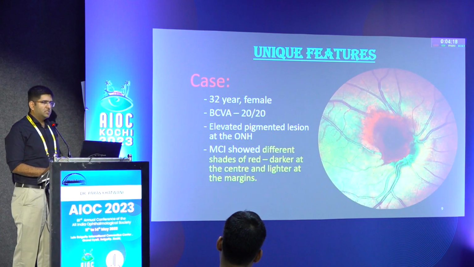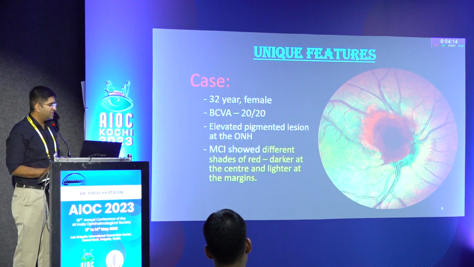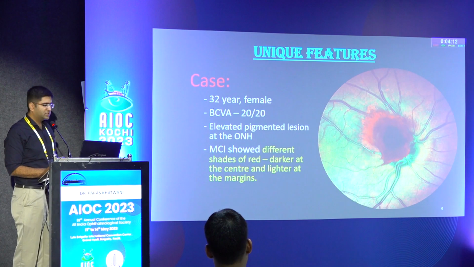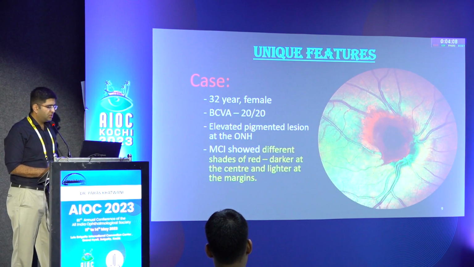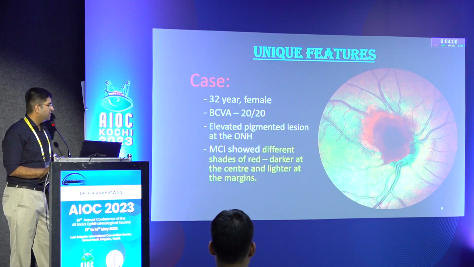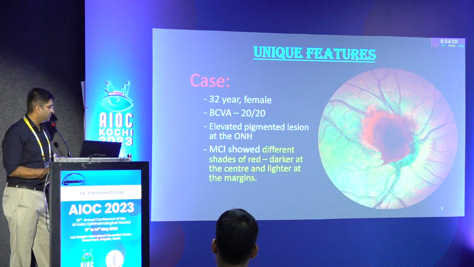So, coming to the unique features that we noticed on the MCI compared to the conventional fundus photo, as you can see, this is a 32-year female patient with best corrected visual acuity of 20/20 who presented to us with an elevated pigmented lesion on the optic nerve, diagnosed as optic disc melanocytoma. The multicolor image shows different shades of red, as you can see, darker in the center, and lighter in the periphery.